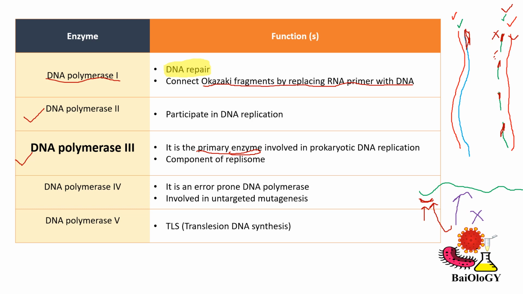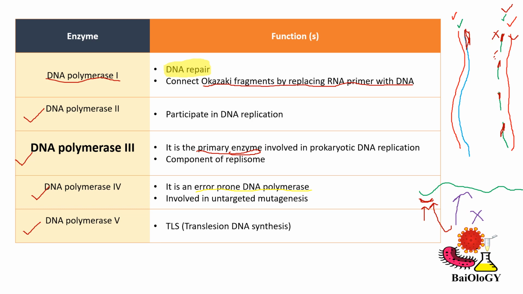Now the next two enzymes, DNA polymerase 4 and DNA polymerase 5. DNA polymerase 4 is an error prone DNA polymerase. It is an enzyme which is error prone. While performing the function of polymerization, it can result in some errors. What errors am I talking about here? We all know the complementarity concept: A pairs with T, C pairs with G.